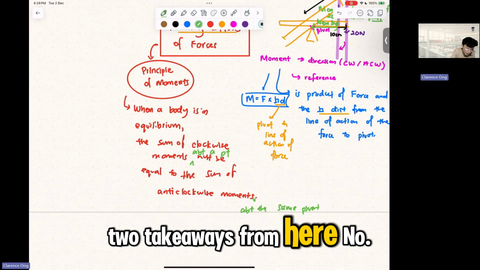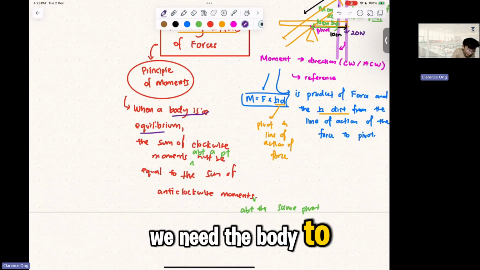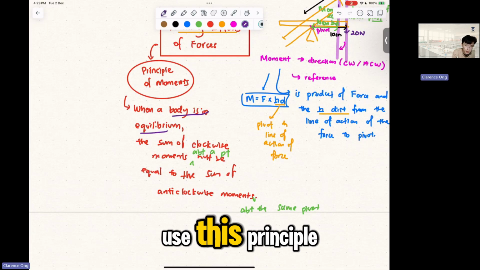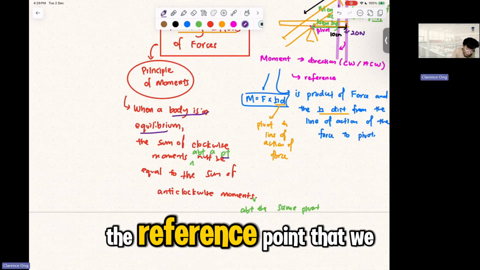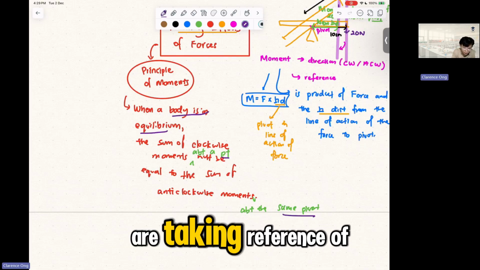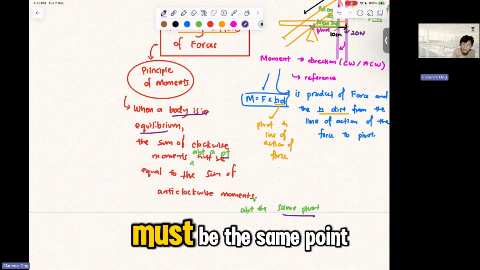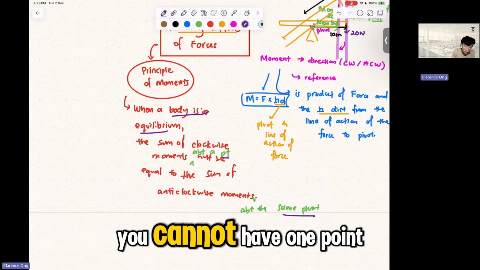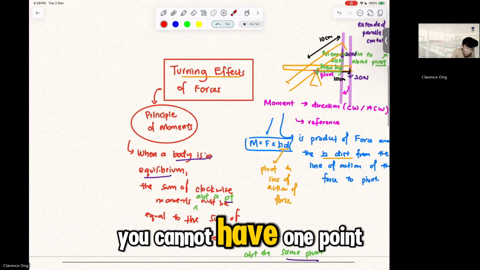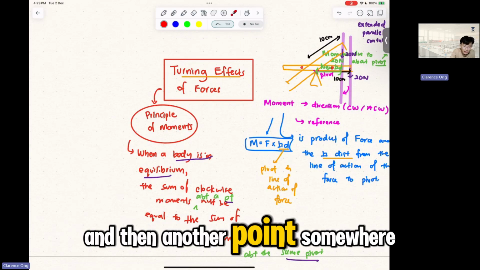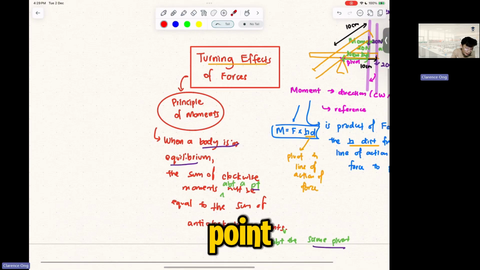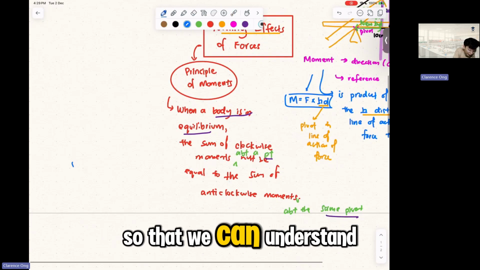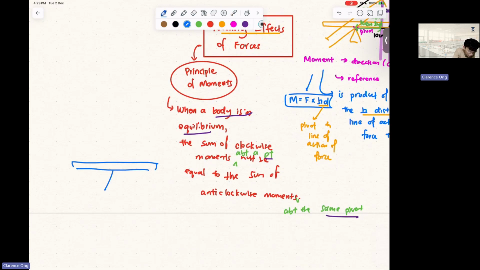Two takeaways from here. Number one, we need the body to be in equilibrium in order for us to use this principle. Number two, the reference point that we are taking reference of must be the same point. You cannot have one point to be here and then another point somewhere else. It must be the same point.